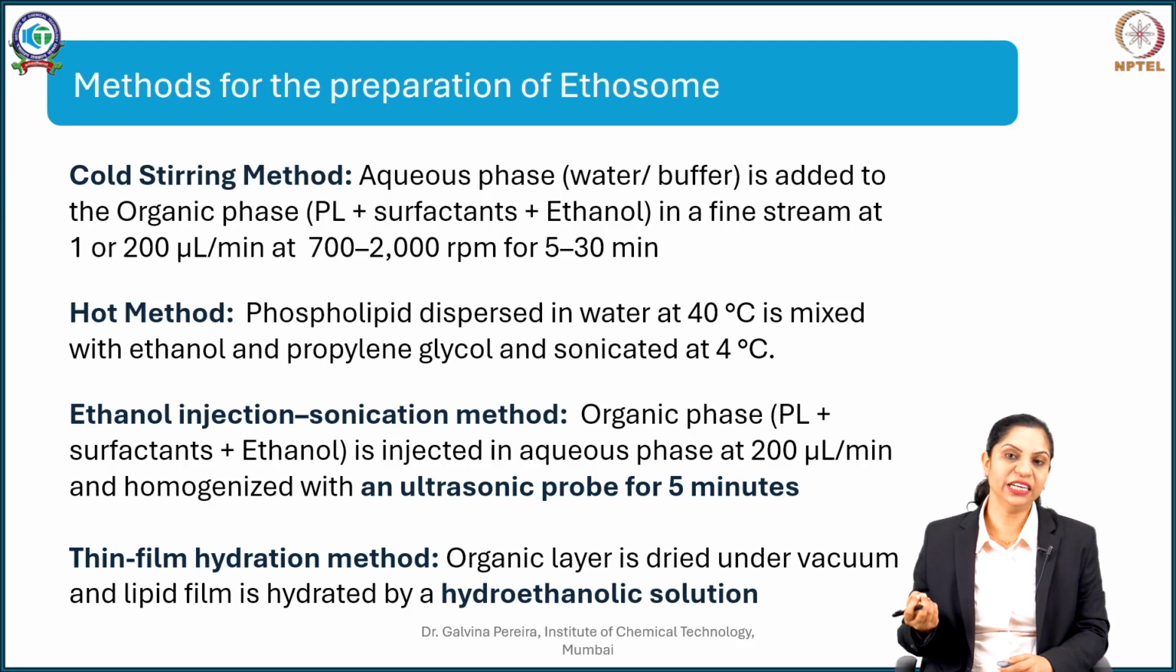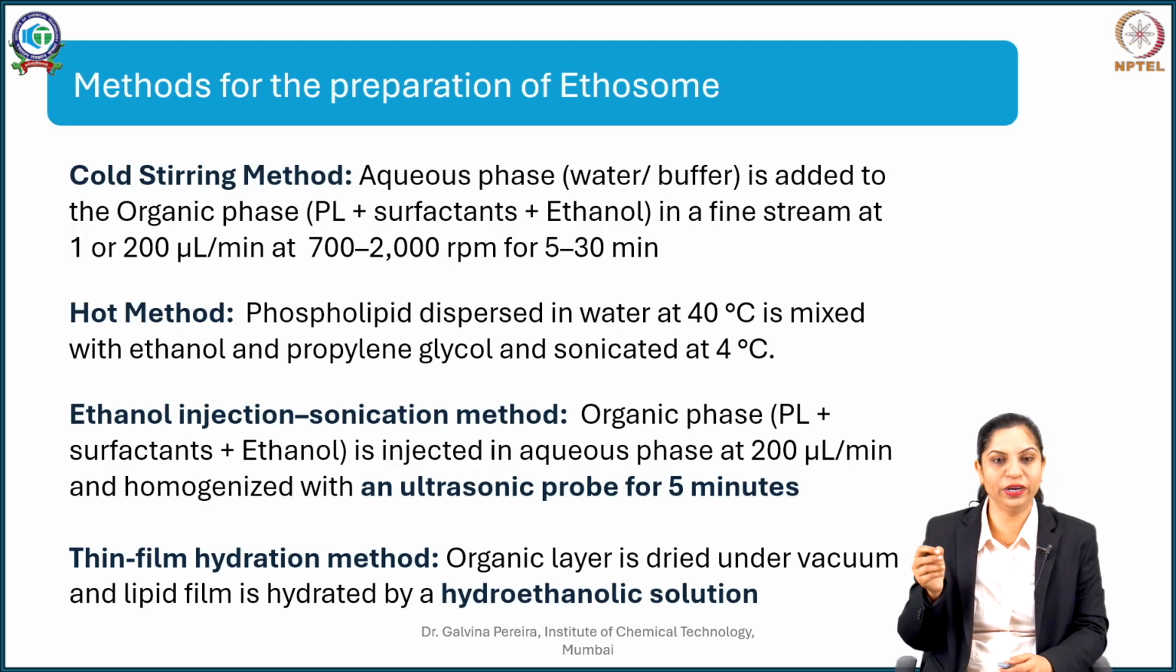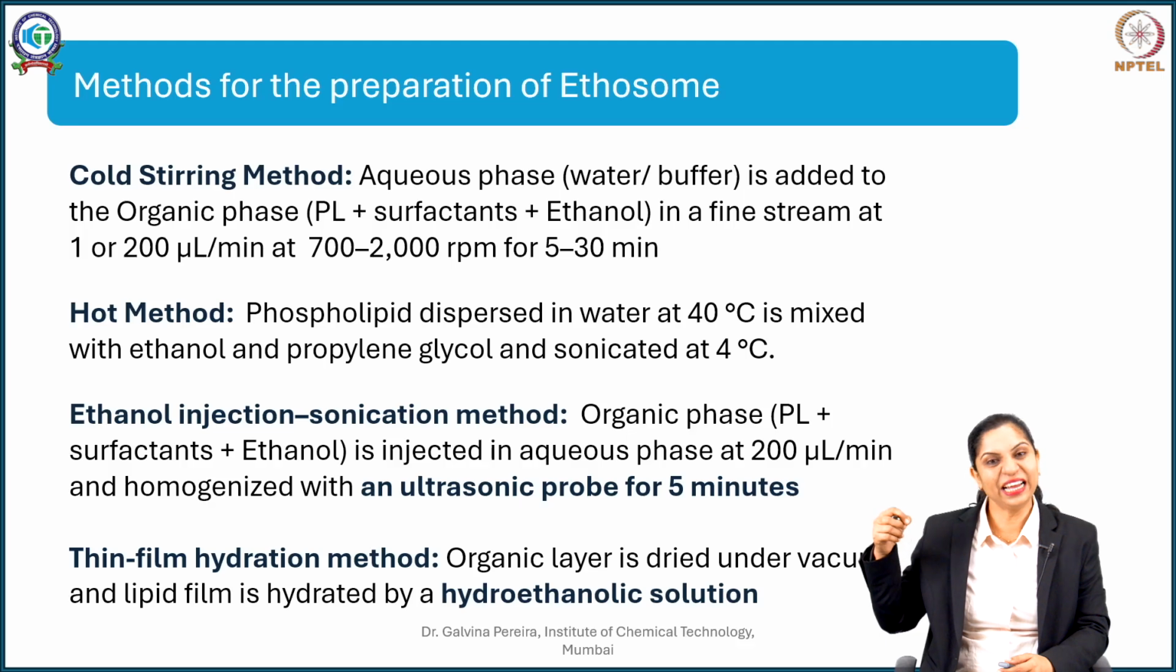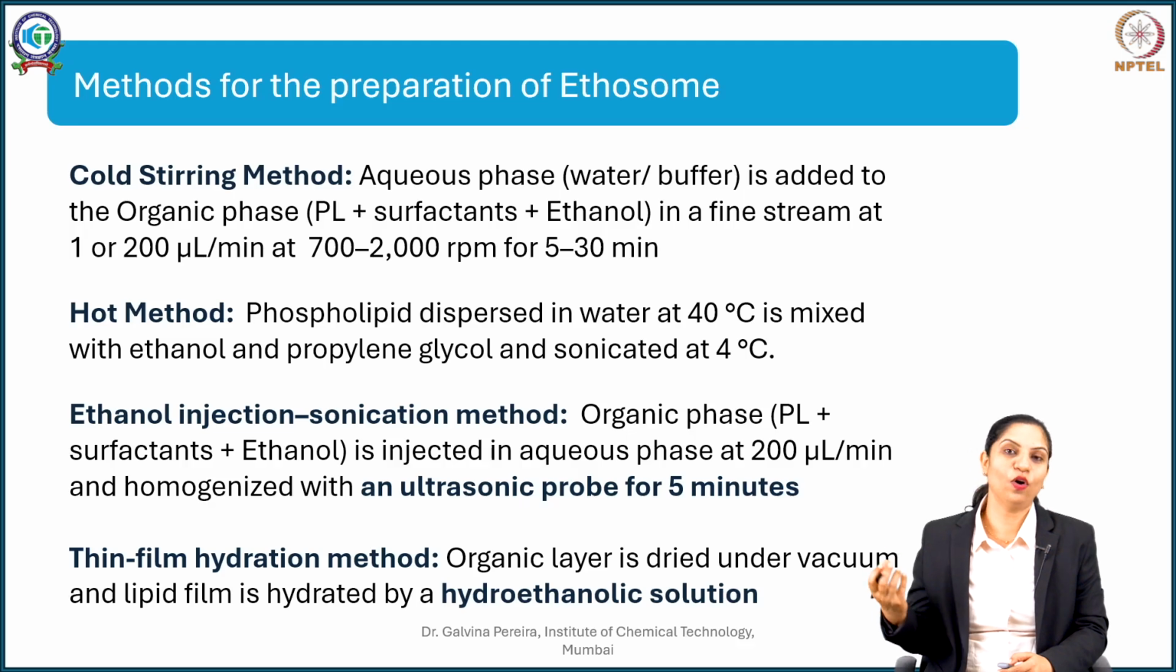Now what is done is this aqueous phase is slowly added to the organic phase in a very fine stream, at a very slow rate, about 1 to 200 microliters a minute. But the stirring is very vigorous. So a very thin jet of aqueous phase enters the organic phase at a very high RPM at about 30 degrees Celsius. This is done for about 5 to 30 minutes, and you get what are called your cold ethosomes.